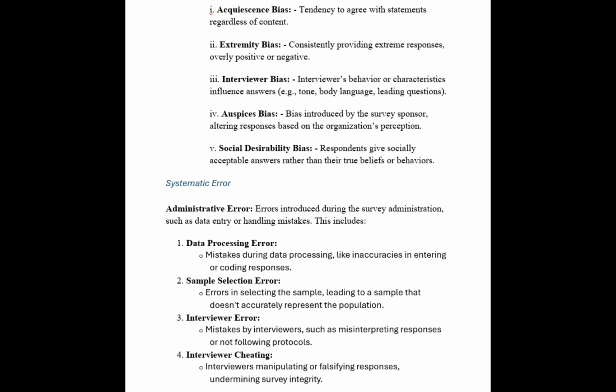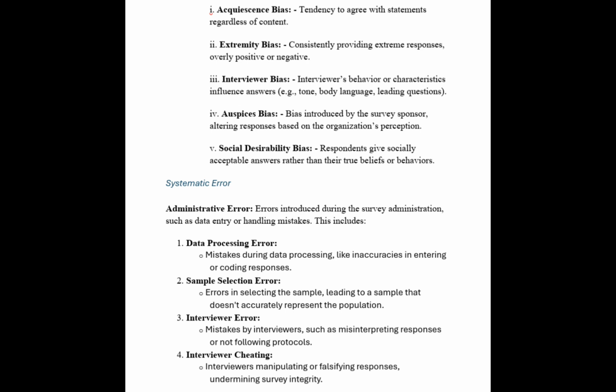1. Acquiescence bias. Tendency to agree with statements regardless of content. 2. Extremity bias. Consistently providing extreme responses, overly positive or negative. 3. Interviewer bias. Interviewers' behavior or characteristics influence answers, e.g., tone, body language, leading questions. 4. Auspices bias. Bias introduced by the survey sponsor, altering responses based on the organization's perception. 5. Social desirability bias. Respondents give socially acceptable answers rather than their true beliefs or behaviors.